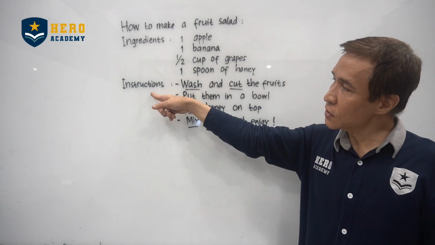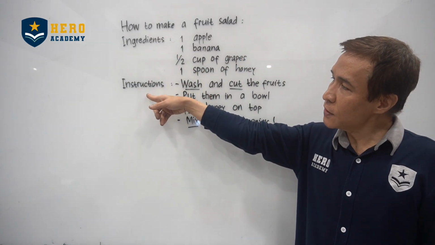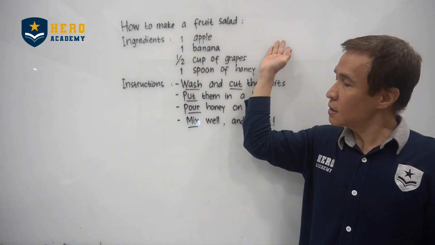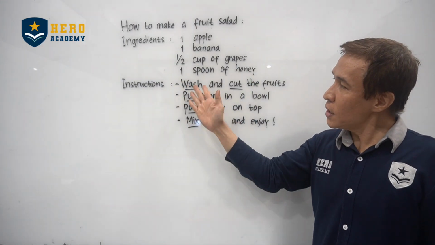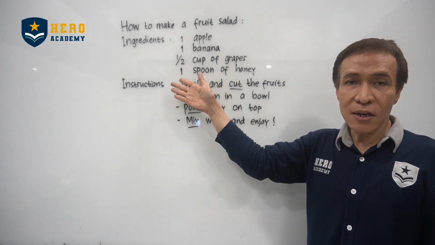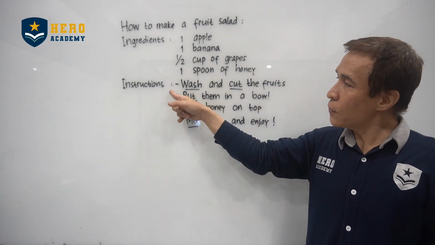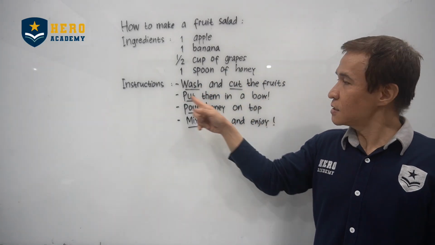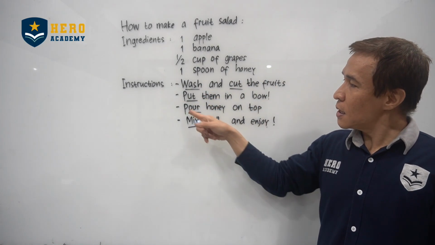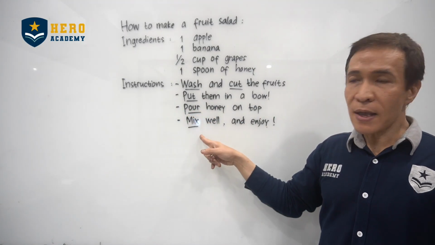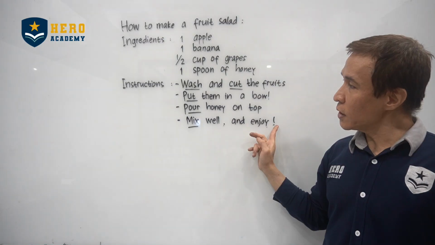And the next feature is instructions, telling us what to do to make this. And we need sequence words here to make this text clear to follow. First, wash and cut the fruits. Next, put them in a bowl. Then, pour honey on top. Finally, mix well and enjoy.